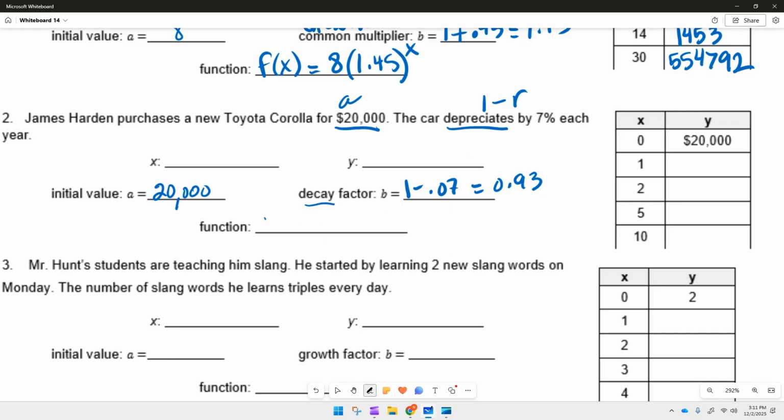So when I create my function, f of x is going to be equal to 20,000 times 0.93 to the power of x. My y value represents the total amount. The x value represents the year. If you're unsure how to enter this table and write that table, go back, rewind the video, and watch how we did it on the first table. I'm not going to do the table for each one of these. You can pretty much get the gist of it based off of that.